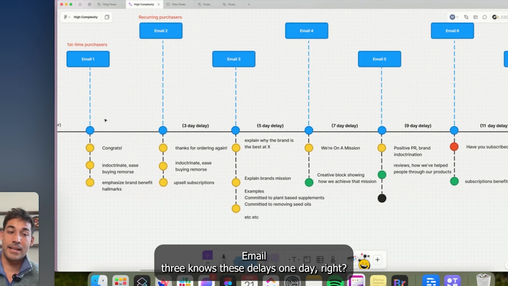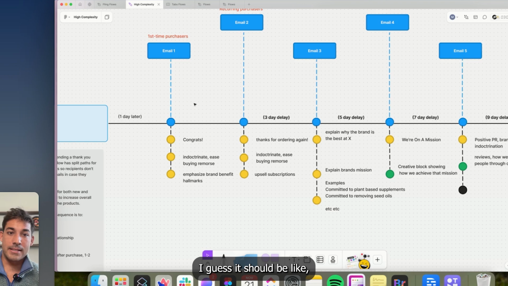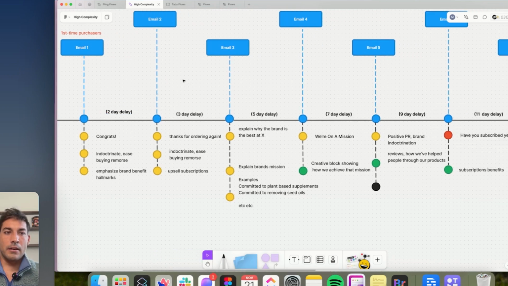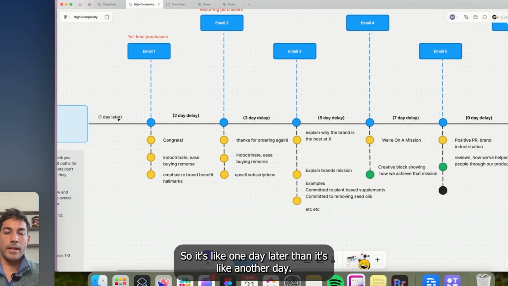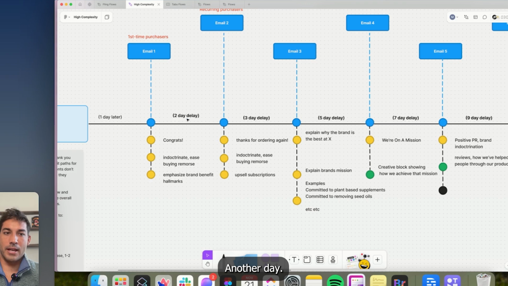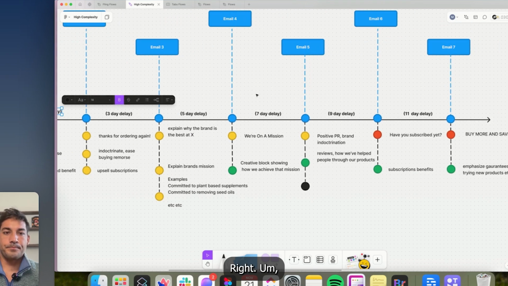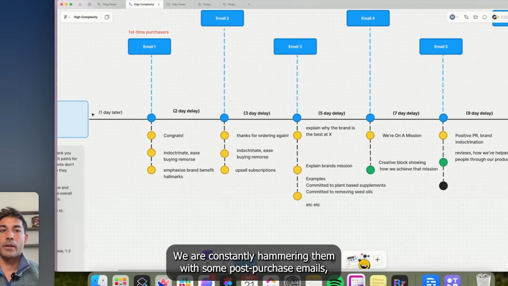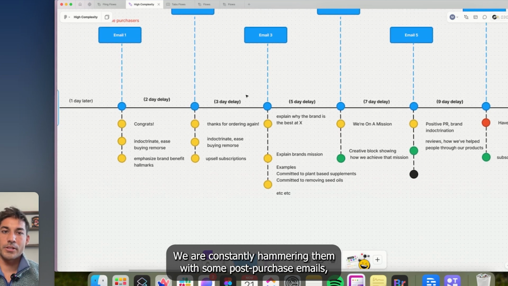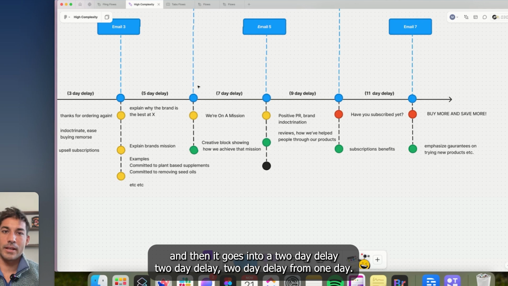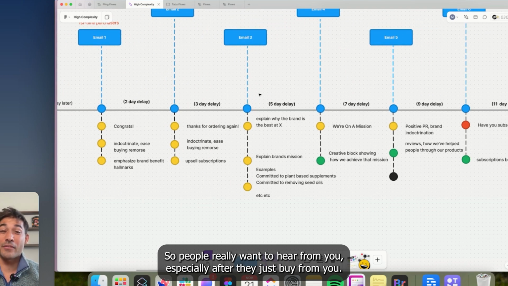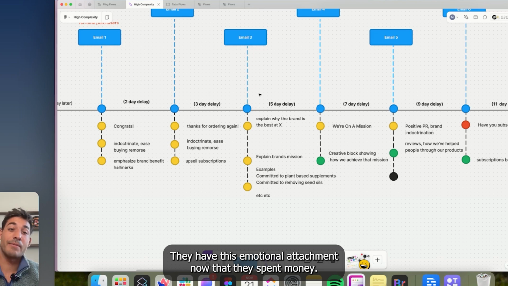Email 3, notice these delays, one day, right? I guess it should be like, let's do, like 2 or 3 days. 2, 3, yeah, so it's like one day later, then it's like another day, right? Thanks for ordering again. And notice what I just did here, right? We are constantly hammering them with some post-purchase emails, and then it goes into a 2-day delay, 2-day delay, 2-day delay from one day. So people really want to hear from you, especially after they just bought from you. They have this emotional attachment now that they spent money.